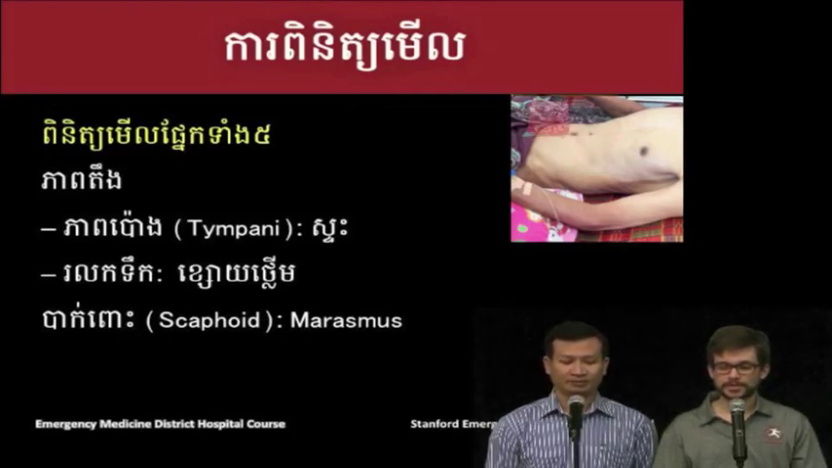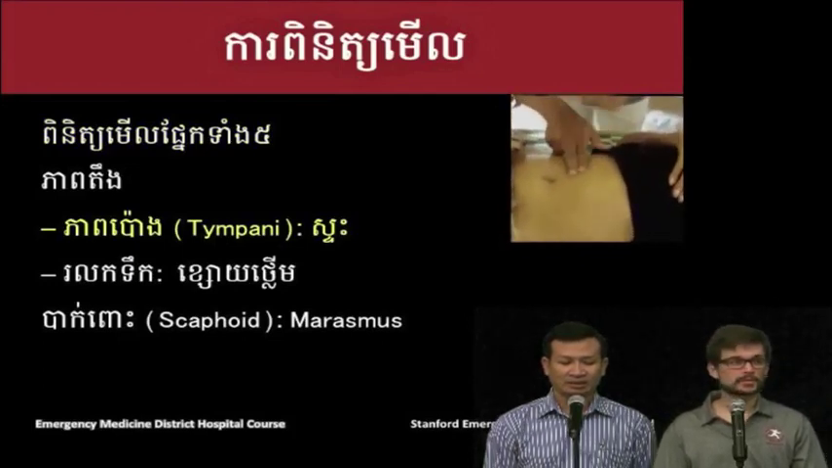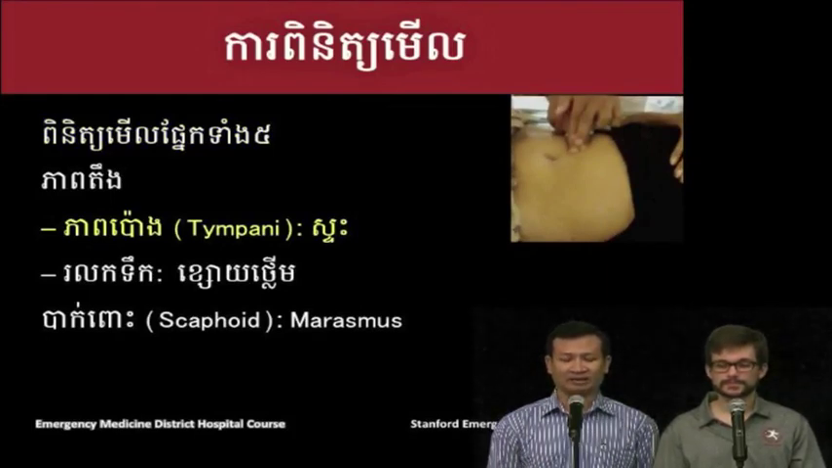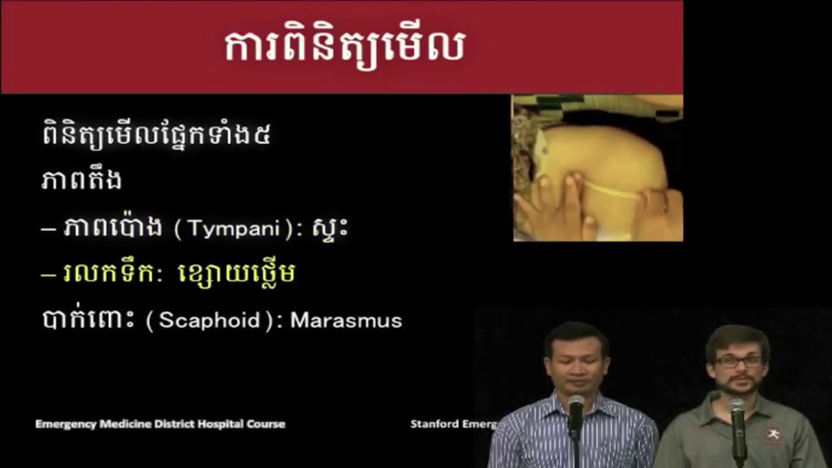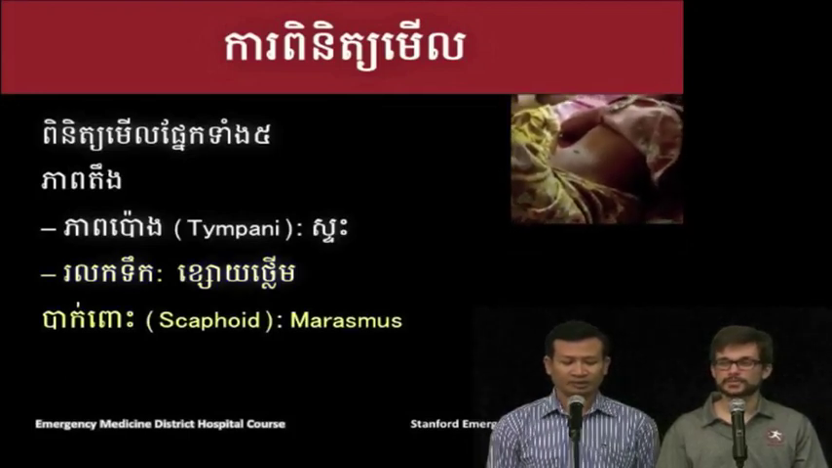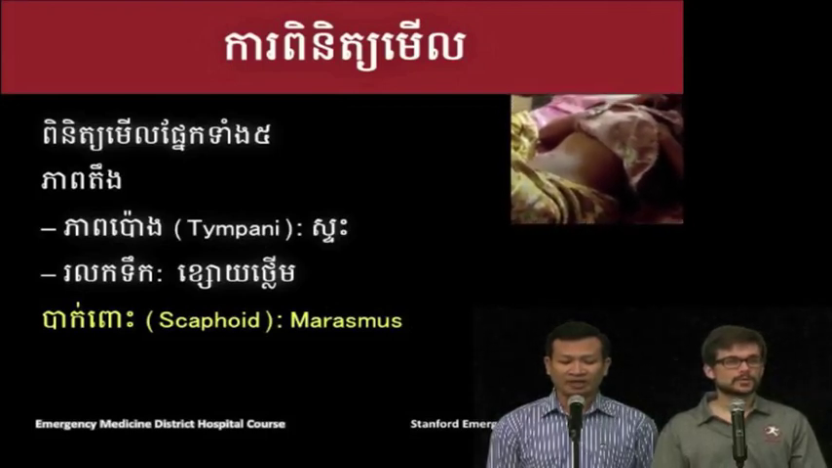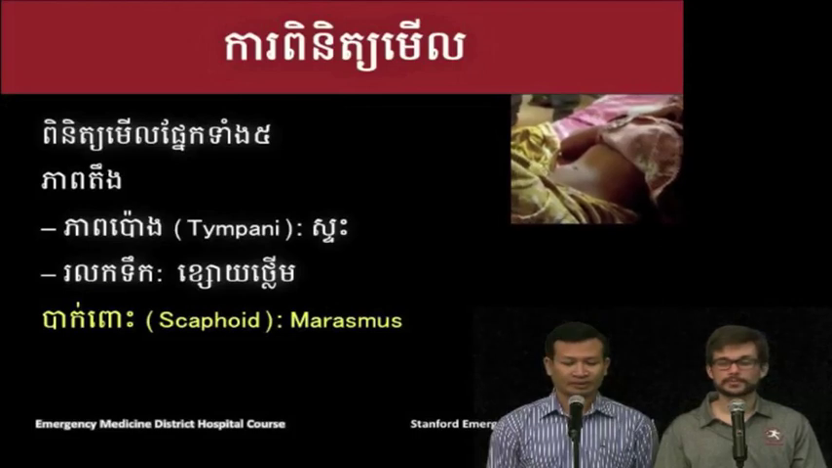In addition, it is important to examine whether tympani is present, which can be a sign of obstruction. You can also look for fluid wave, which may be a sign of liver disease. And some patients are scaphoid, meaning they have a scalloped-shaped stomach, which is a sign of marasmus, or severe calorie malnutrition.